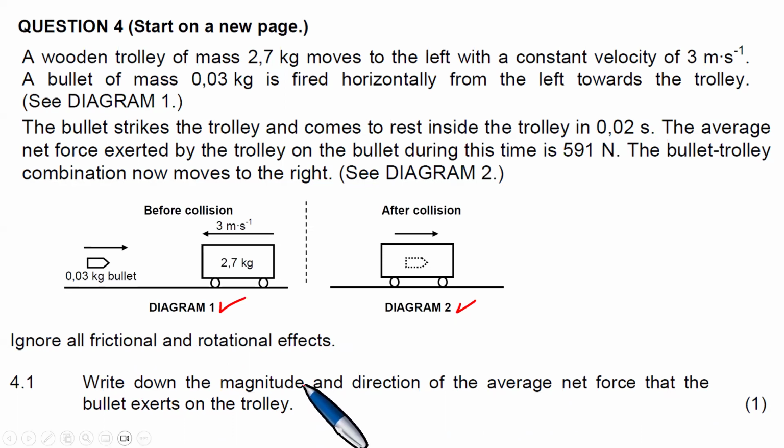Write down the magnitude and direction of the average net force that the bullet exerts on the trolley. Right, so we have this particular question, and we need to find and indicate the magnitude and direction of the average net force that the bullet exerts on the trolley, and it's only 1 mark. Who knows the answer? Quickly.